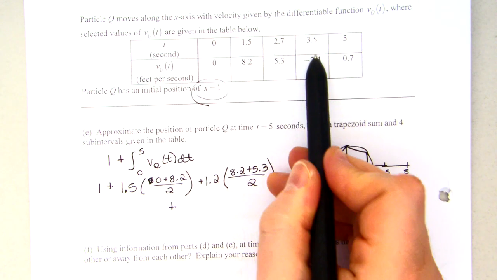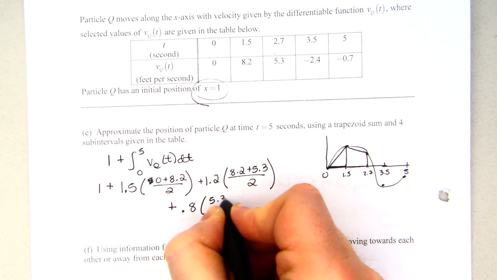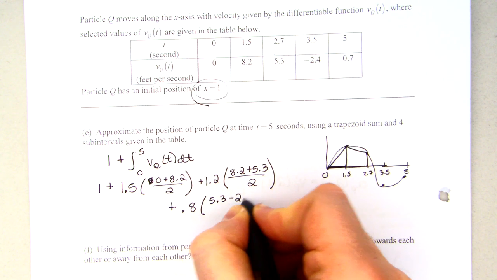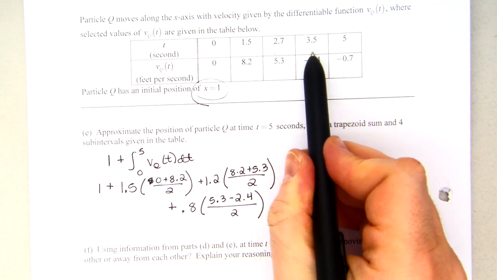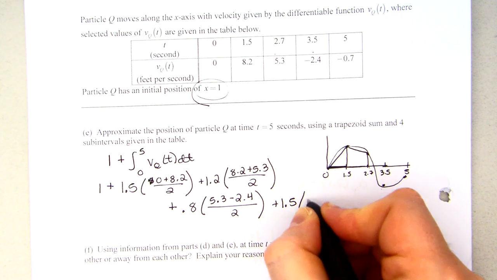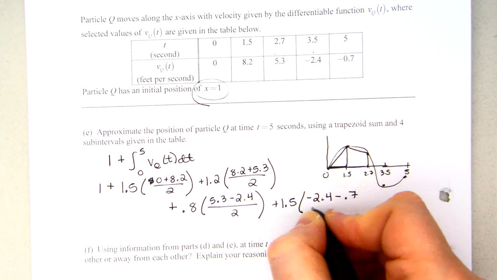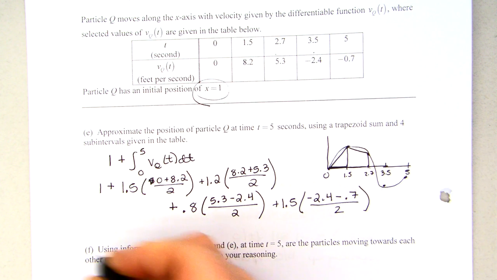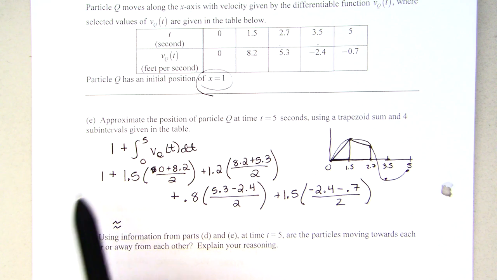2.7 to 3.5, that should be 0.8. Average of 5.3 and minus 2.4. 3.5 to 5, that's a base of 1.5. Average of negative 2.4 and negative 0.7. Make sure you're also factoring in that 1 that was out front. Don't lose that 1. And see what you can get.